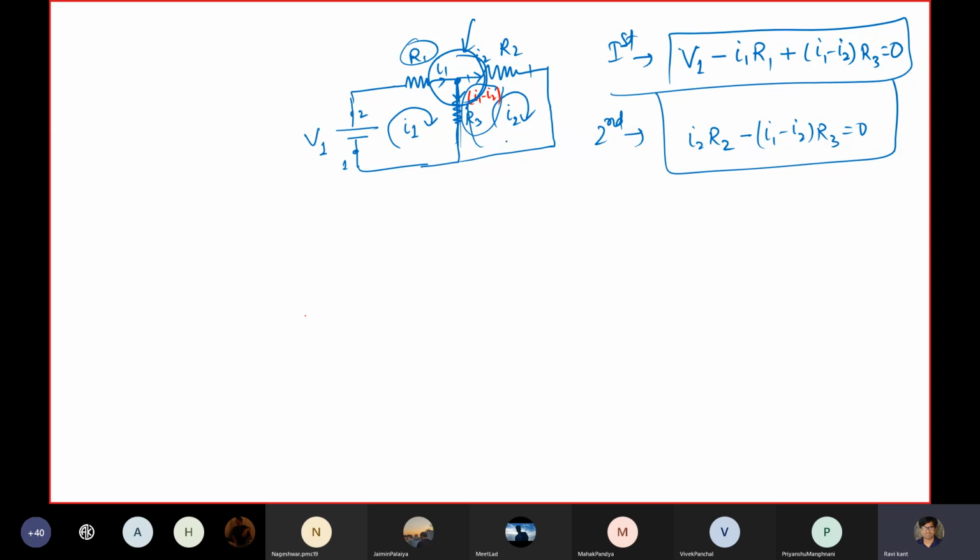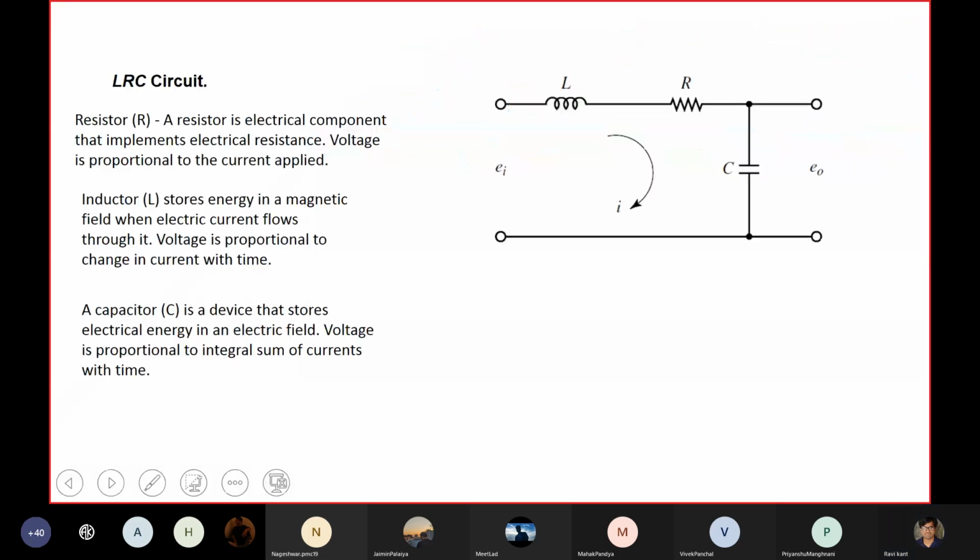There are no voltages over here, so that is why I didn't write any voltages. It is a closed loop, so the algebraic sum goes to 0. Fine. Now the things may also be more complicated.